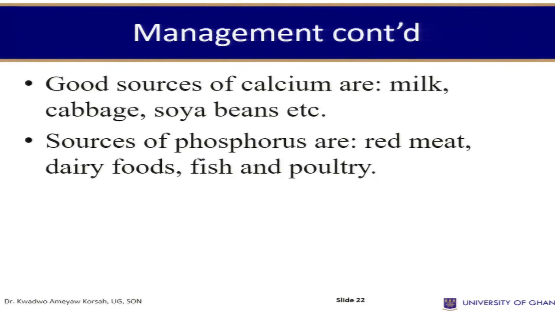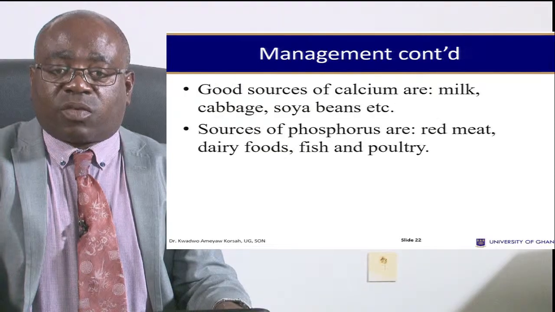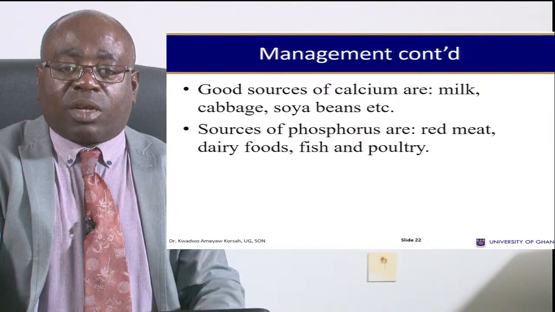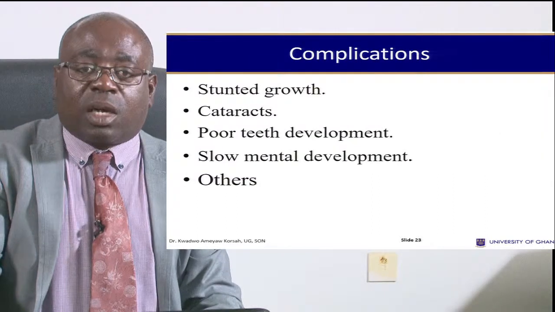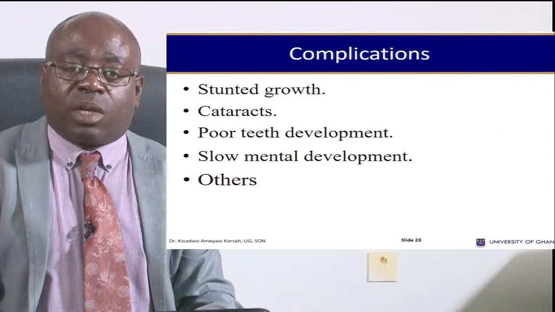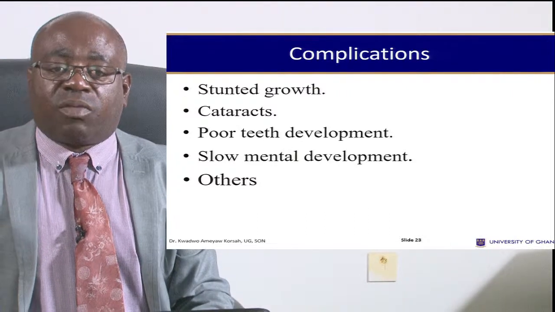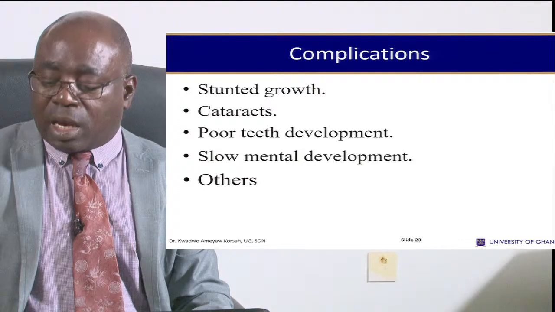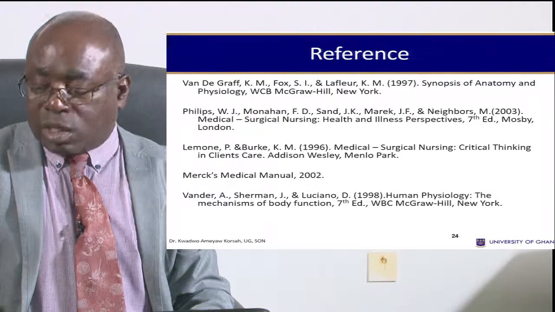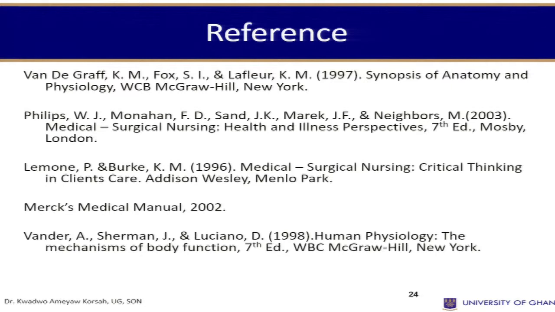We have good sources of calcium, which are milk, cabbage, and soya beans. Sources of phosphorus are red meat, dairy food, and also fish and poultry. And then complications, we have stunted growth, cataracts, poor teeth development. We also have slow mental development, and others are also there. So just do further reading on this. These are minor conditions, and we don't need to spend so much time on it. References are here. Thank you very much.